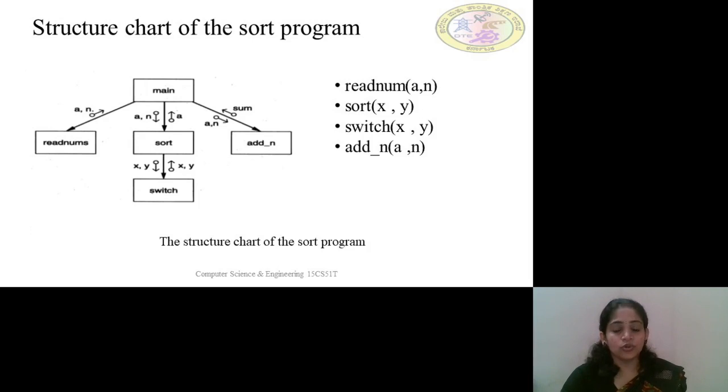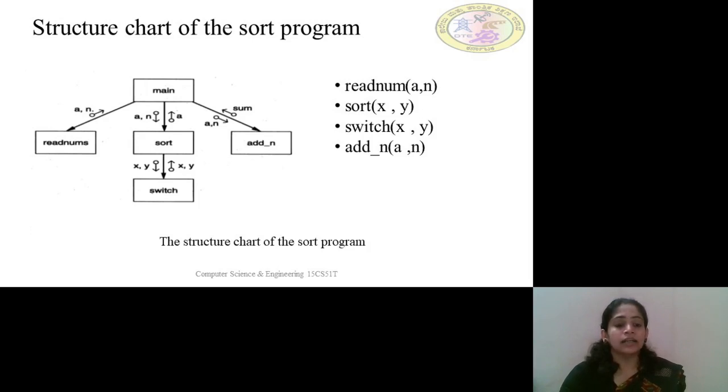We are also using a module called add number. After switching or sorting the numbers, we add the n numbers. After adding, we get the sum, and the arrow mark indicates that the value of the sum goes towards the main function. The value of the sum will be stored in the main function. So this is a structure chart which shows how we are decomposing the main function.